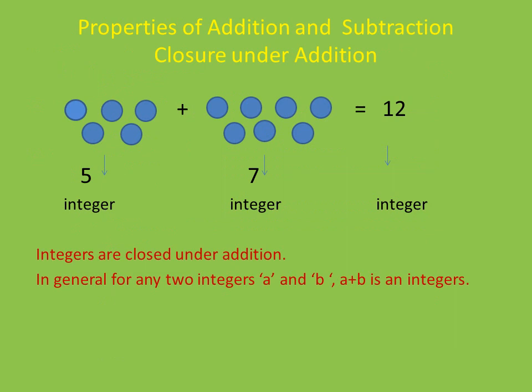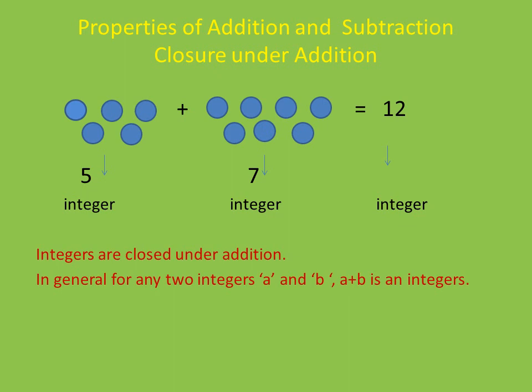Now moving on to the next slide, that is properties of addition and subtraction. First of all, we will look into the closure under addition property. When two integers are added together, we get an integer. As you can see in the picture, there are 5 balls which are added to 7 balls, they get together 12.